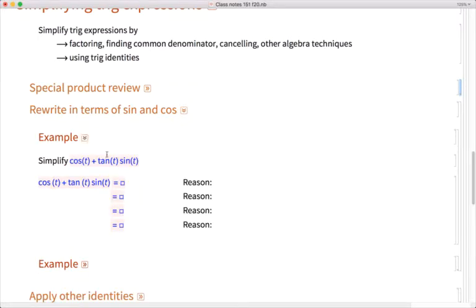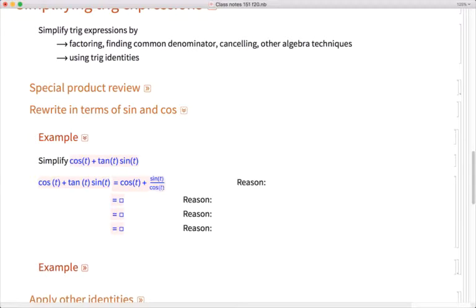So here's a trigonometric expression, and the title here is that we're going to try to simplify this expression by rewriting trig functions in terms of their sine and cosines. So if we're going to simplify this, well, we could rewrite tangent in terms of sine and cosine. So we get cosine t plus, this is tangent, sine t over cosine t, and then sine t.